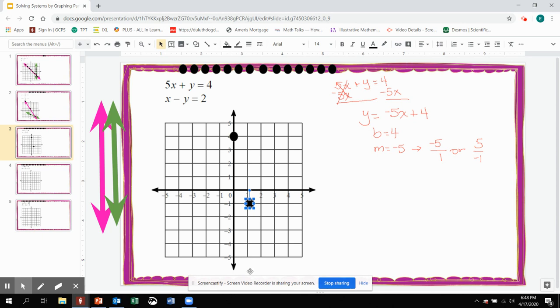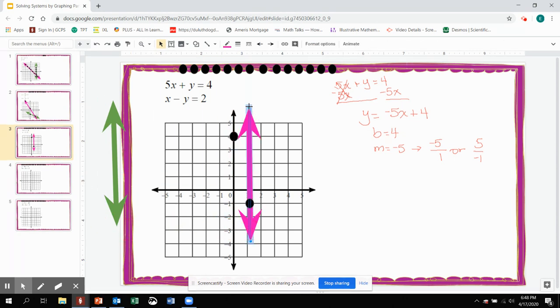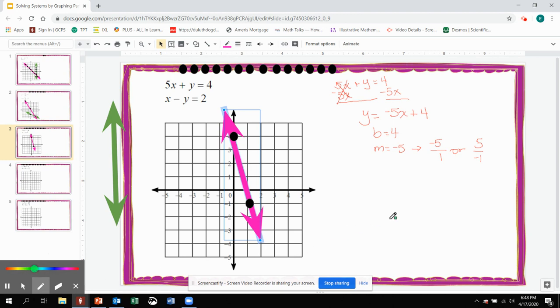Now, if I go down 5 again, I'm going to go off my graph. And if I had started right here and I had used positive 5 over negative 1, that would have meant that I had a rise of up 5, and that also would have gone off my graph. So for this, I'm just going to use these 2 points because that looks like that's probably about the best that I can do here. All right, so there's my 2 points. And now let's look at our next problem, which says x minus y equals 2.